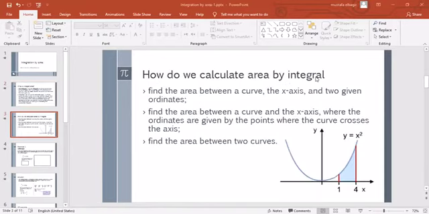Next slide. How do we calculate area by integral? Find the area between a curve, the x-axis, and the two given coordinates. Find the area between a curve and the x-axis, where the coordinates are given by the points where the curve crosses the x-axis. Find the area between the two curves.